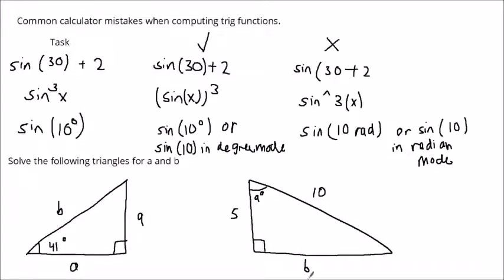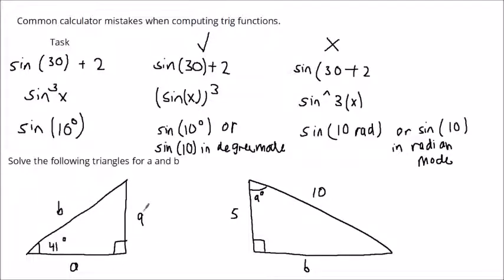Next. Okay, this is common calculator mistakes whenever we're computing trig functions, right? Common calculator mistakes. You can look through these and tell me if anything is confusing. But we're gonna solve these triangles for A and B. We're gonna solve these triangles right now for A and B.